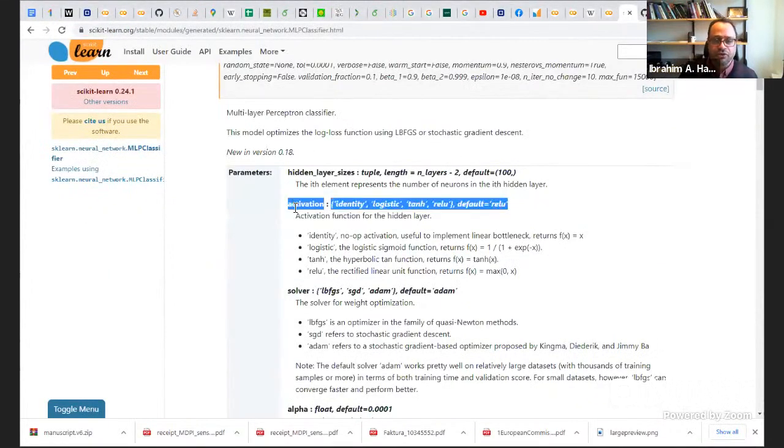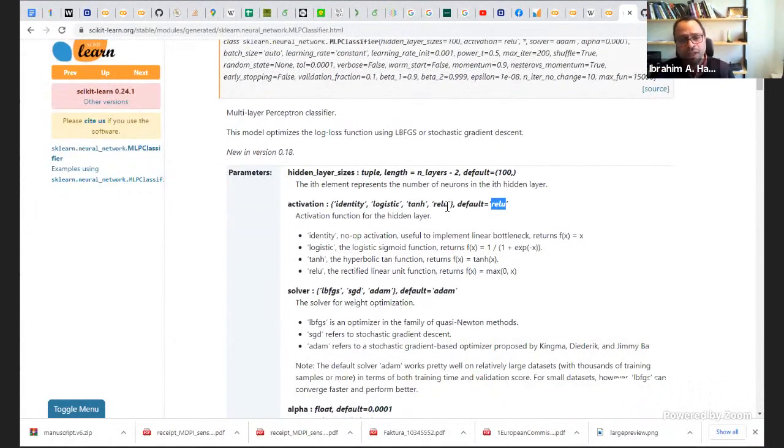So if you can see my slides here, you can select the activation function. You can select logistic, identity, hyperbolic tangent, or ReLU, in fact. But by default, here we use ReLU. In my example here, I didn't select any activation function, so it's ReLU by default, but you can select between different activation functions.